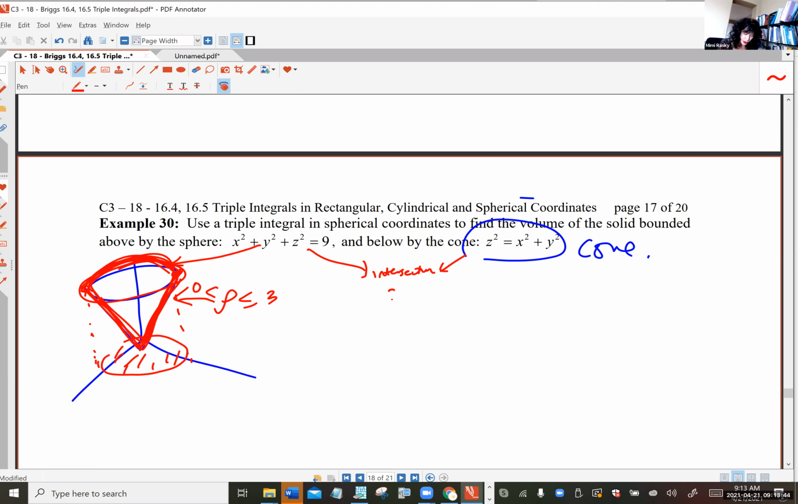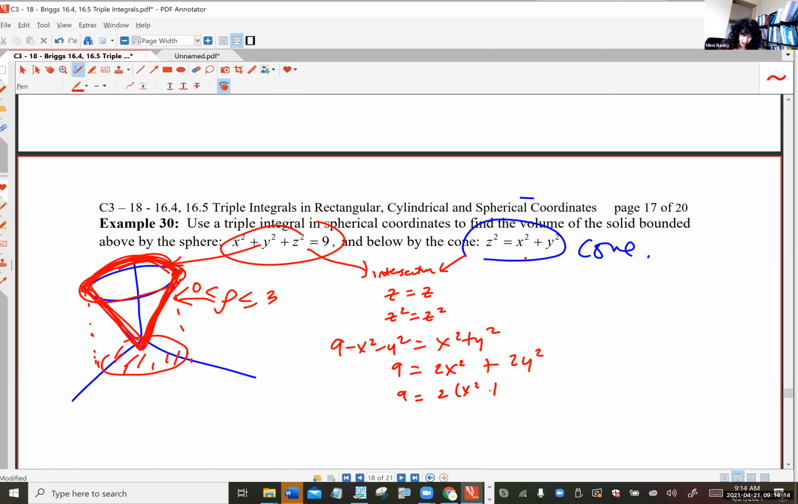So normally you do Z equals Z, okay? But both of these equations are given with Z squared. So it's going to be good enough if we instead just do Z squared equals Z squared, because that also has to be true. So for the sphere, if you solve for Z squared, you get 9 minus X squared minus Y squared. And for the cone, Z squared is X squared plus Y squared. If you add X squared and Y squared to both sides and then combine like terms, you're going to get a circle centered at the origin with a really bizarre number for its radius.